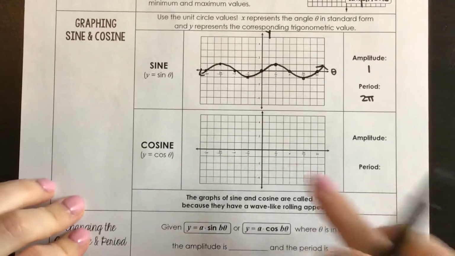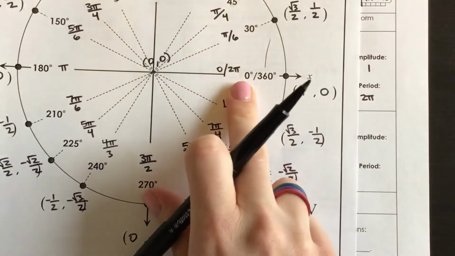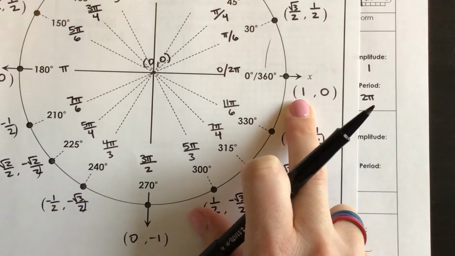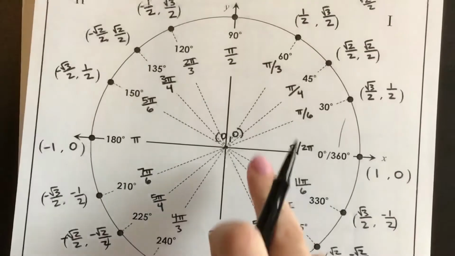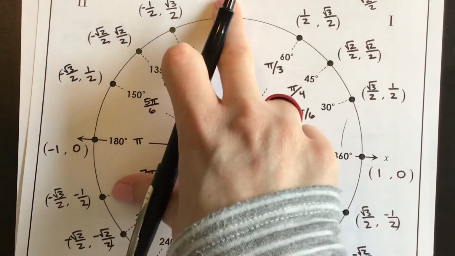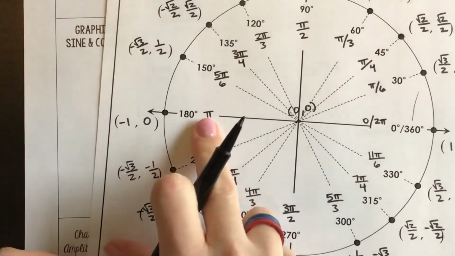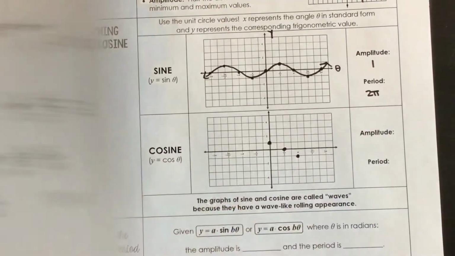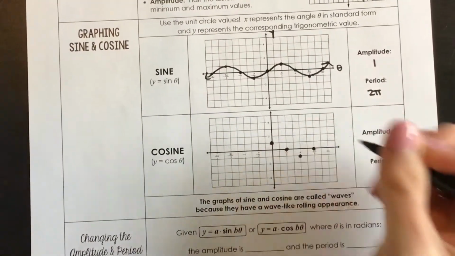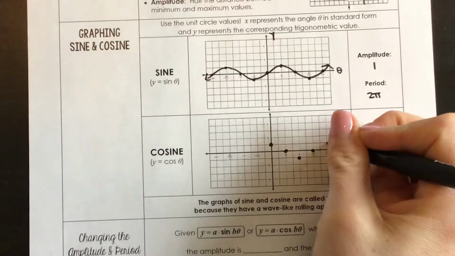All right, so now let's look at a cosine graph. Starting at 0, remember if we look at the unit circle, cosine is the x-coordinate. So the cosine of 0 is the x-coordinate, which is 1. Then move to pi over 2. Cosine of pi over 2 is 0. Then pi, cosine of pi is -1. 3 pi over 2, cosine of 3 pi over 2 is 0. And then 2 pi, we finish where we started. Cosine of 2 pi is 1.